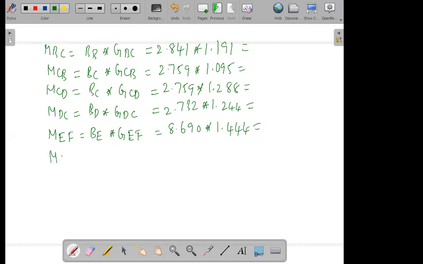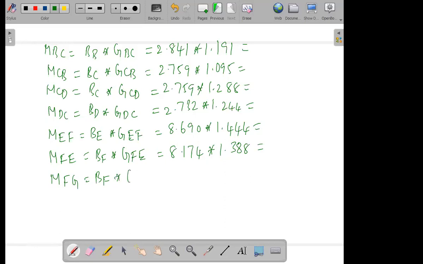Next, MFE is equal to BF into GFE. So that is 8.174 into 1.388. Similarly, MFG is equal to BF into GFG. Okay, 8.174 into 1.878.